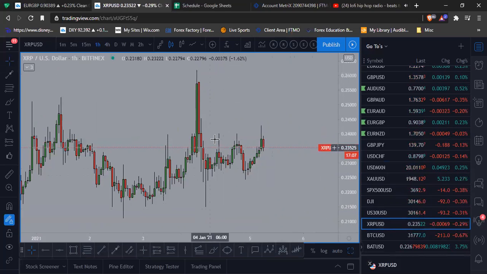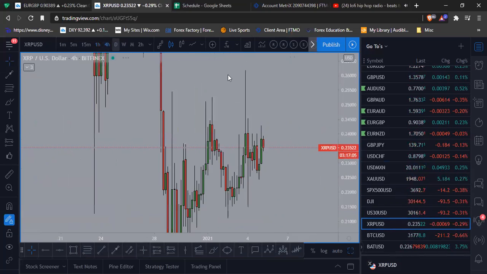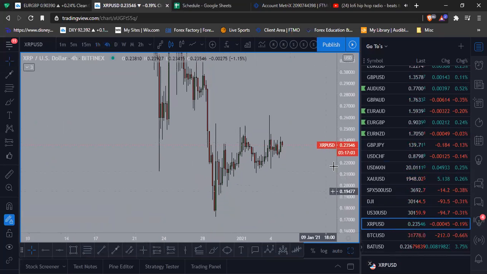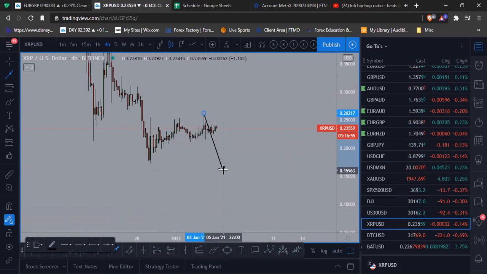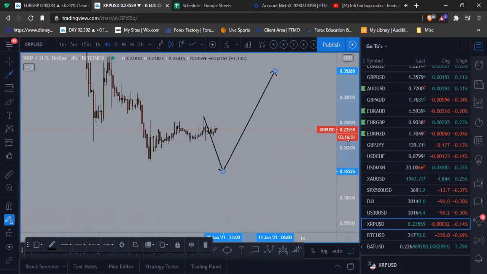Ripple. I'm still iffy about Ripple right now. I do think that price is going to come back down to these lows to grab liquidity, possibly at 15 cents, and then continue to the upside.